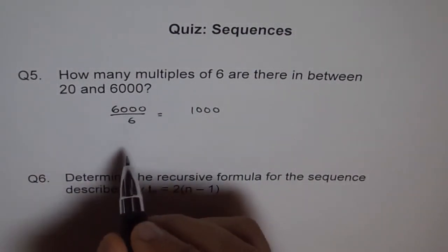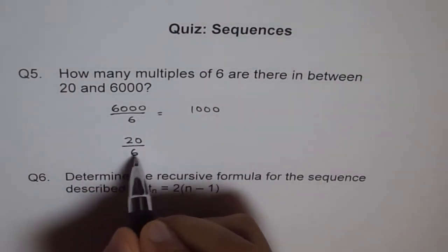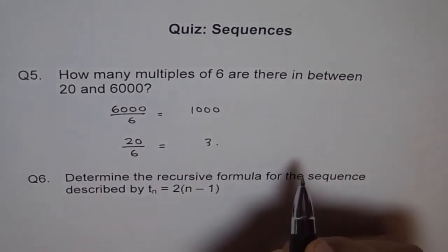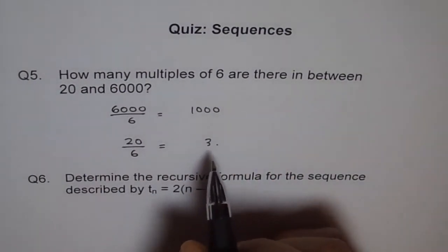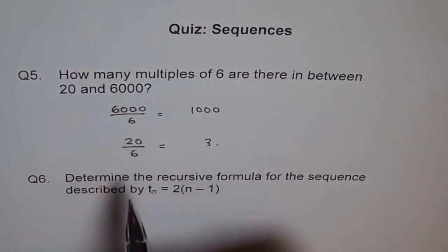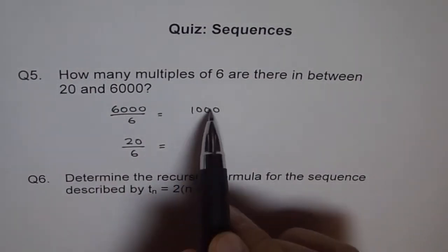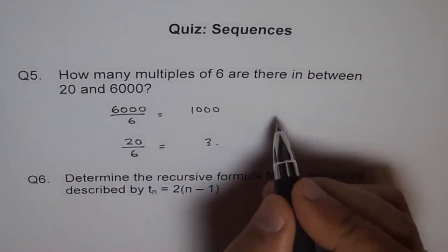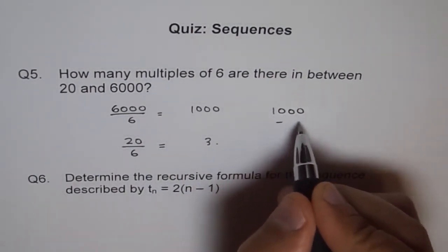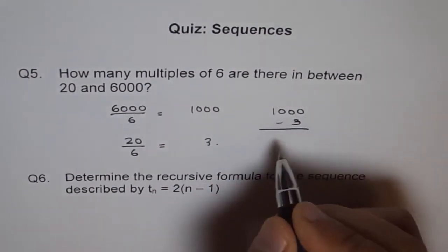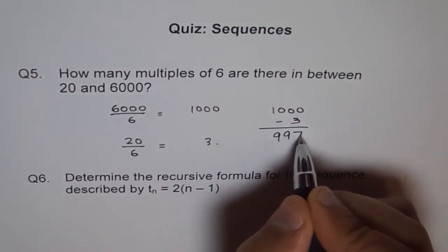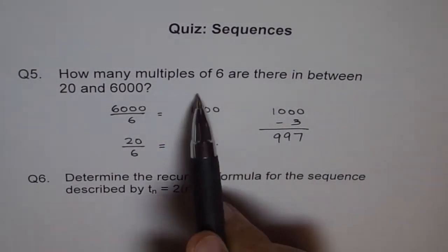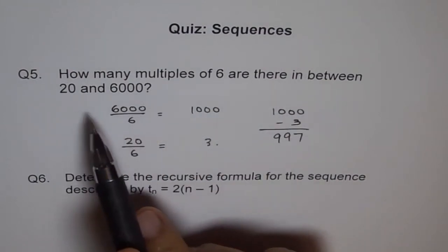How many are there up to 20? 20 divided by 6 is 3 whole numbers and something positive. Okay, so at least 3, right? So when we want from 20 to 6000, we'll take away this 3 from here. If I take away 3 from 1000, I get 1000 minus 3. So 3 less than 1000 is 997, correct? So there are 997 multiples of 6 between 20 and 6000.